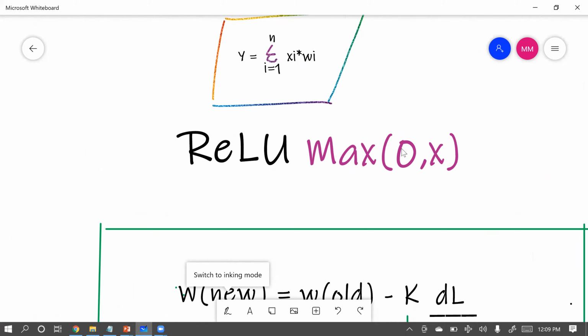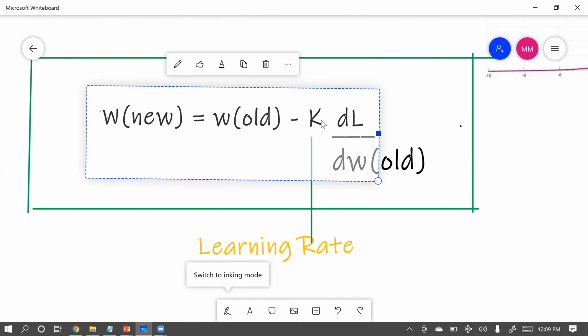Okay, now I told you we will be updating the weights of each neuron here in the back propagation method. Now we'll see the formula for how to update the weights of each neuron. Here we can see the formula: W new is equal to W old minus k, which is the learning rate, again a hyperparameter, multiplied by the derivative of loss with respect to weight. Simple. So let me just explain this with the equation itself.